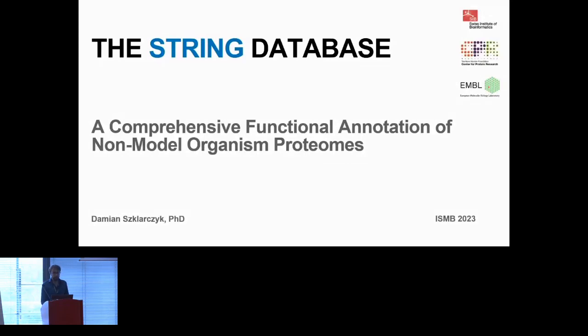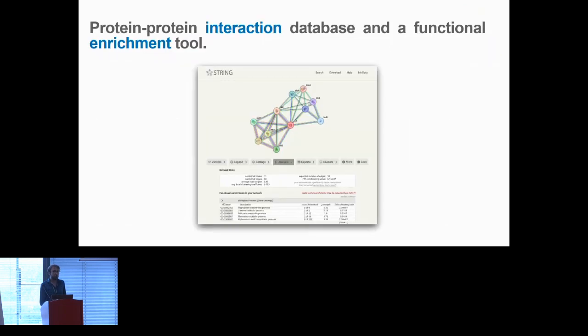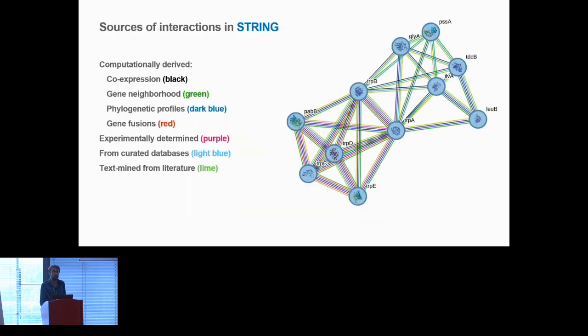My name is Damian, and I'm a senior scientist at the Swiss Institute of Bioinformatics, and I will talk about the STRING database. So, what is the STRING database? It's a protein-protein interaction database and a functional annotation tool. It's a one-stop shop for interaction data and functional annotation.